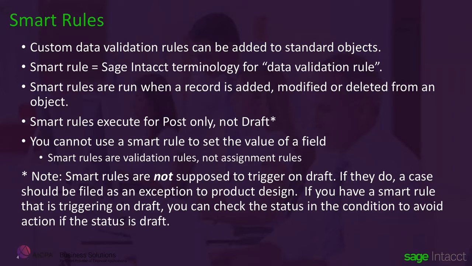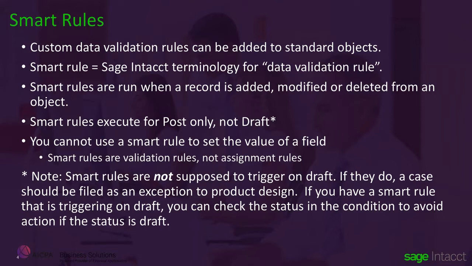Smart rules can be run when records are added, modified, or deleted from an object. Only in post mode, however. Now there is an asterisk there for draft, and sometimes we have run into situations where saving a transaction, for example, in draft mode and the smart rule fires, and it shouldn't, because you are, after all, in draft mode. If we run into one of those cases, then we need to create a support ticket basically for that.